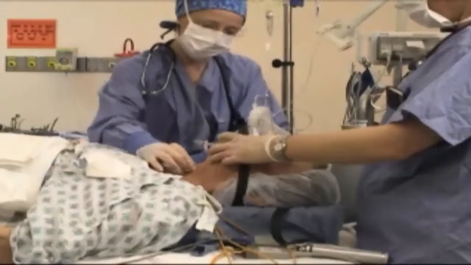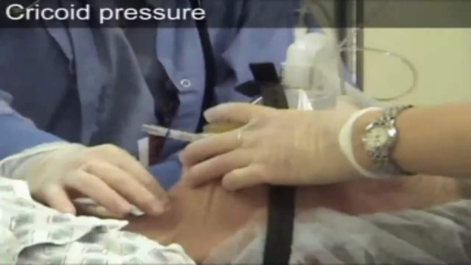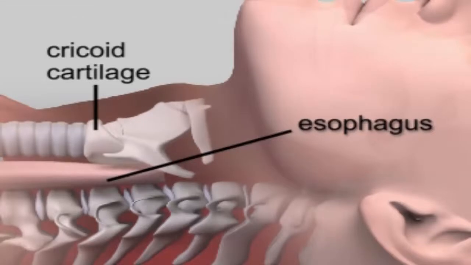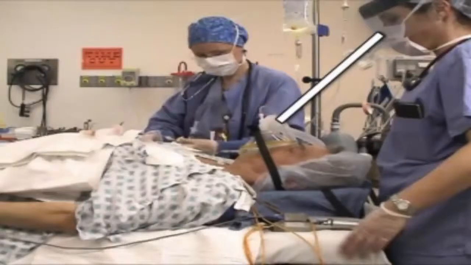An assistant should apply the Sellick maneuver by applying firm pressure to the cricoid cartilage. The Sellick maneuver compresses the soft-walled esophagus between the cricoid cartilage and the cervical vertebrae, theoretically preventing passive regurgitation of gastric contents. Position your body so that your eyes are at a distance from the patient that facilitates binocular vision.